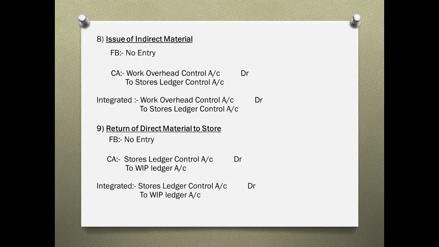In the financial book there is no entry, so under the cost accounting book whatever entry is there, the same would be my integrated entry. Next transaction, return of indirect material to store. First direct material was purchased, indirect material was purchased, purchase in the sense interdepartmental, and now it is returned back. Again it is from indirect material to store, interdepartment, financial book, no entry.